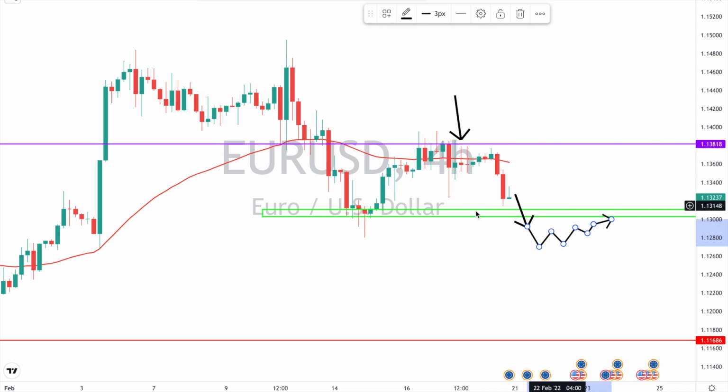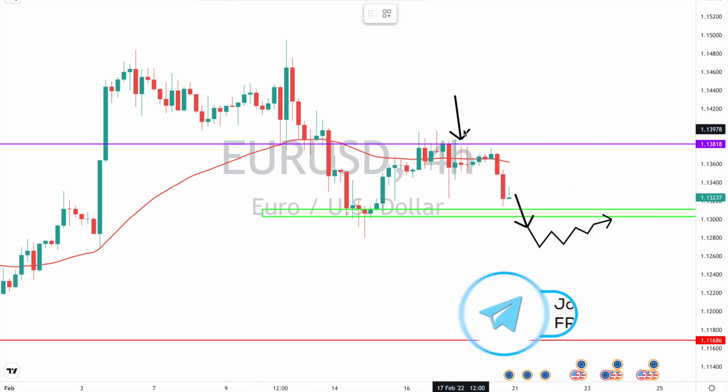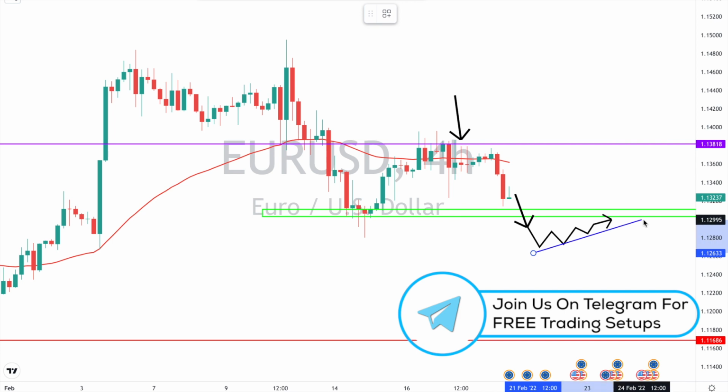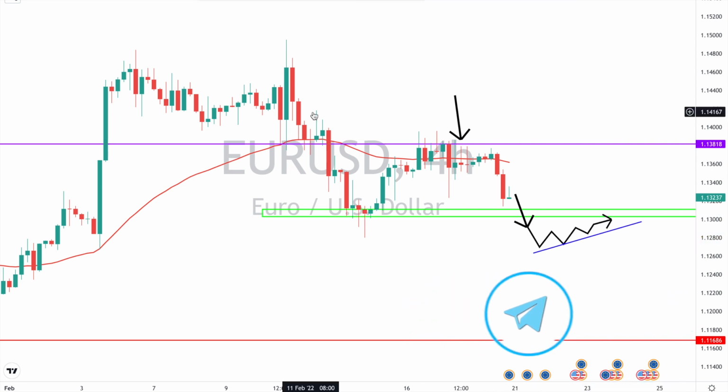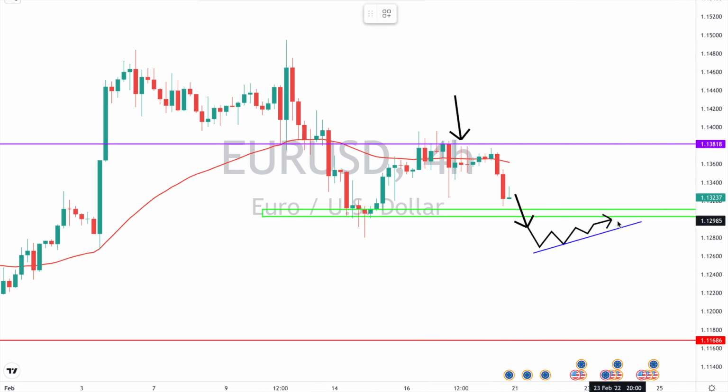Once this pullback happens, as always, we draw a trend line by connecting the swings along the bottom, somewhere right here, and enter short on a breakout of the given trend line, placing our stop loss right above the structure and targeting this daily level right here.